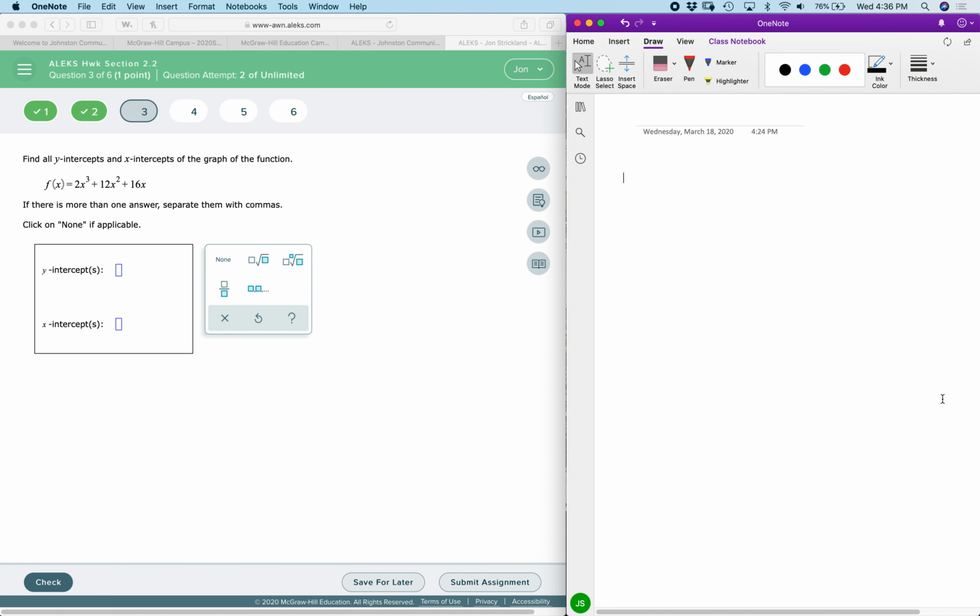Okay, now it says to find all the y-intercepts and x-intercepts of the graph of the function, where the function is f of x is equal to 2x cubed plus 12x squared plus 16x. And for this one, you have y is equal to f of x is equal to 2x cubed plus 12x squared plus 16x.